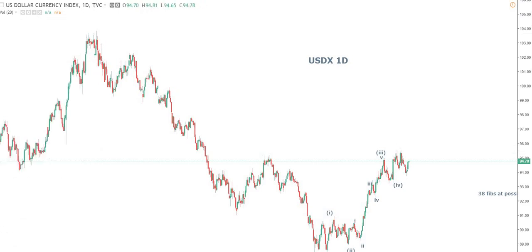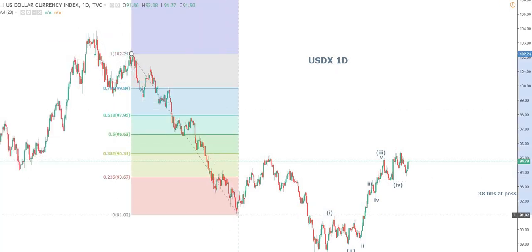Alright, so this is DXY back in early 2017. So we've got a clear 1, 2, 3, 4, 5. So it's pretty visible. Pull out the fibs. Let's have a look, see what we got here. Alright, bang. So we didn't quite make the 38, but we were pretty damn close. I mean, this is obviously an ABC.